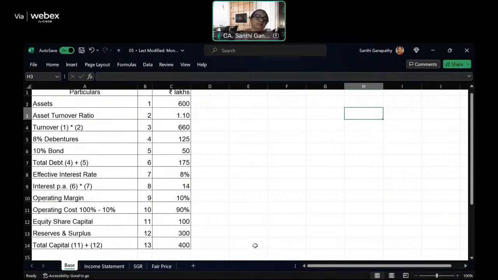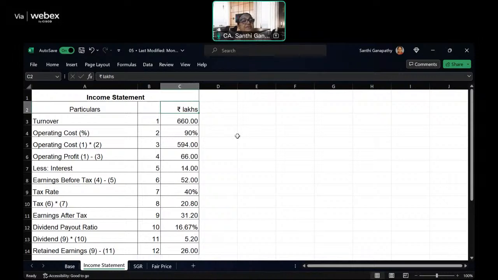Is this done? Shall we move on? Going to the income statement, turnover is there, operating cost is there. We can find the operating profit. Deduct the interest, we get earning before tax. Deduct tax, we get earning after tax. Dividend payout ratio is there. We can find dividend and retained earnings.